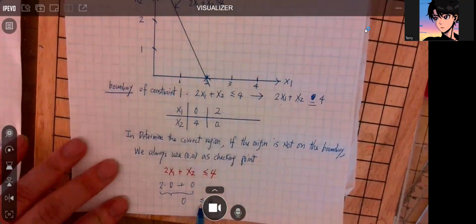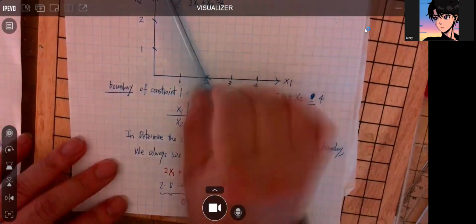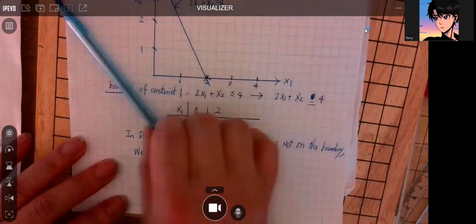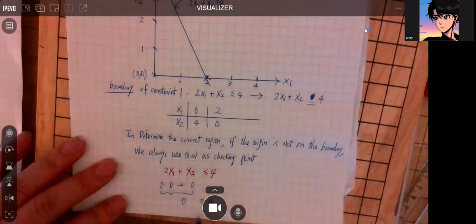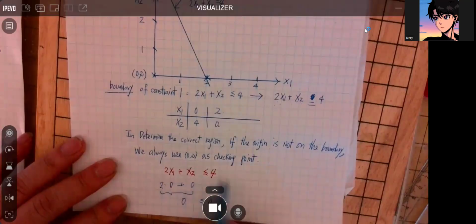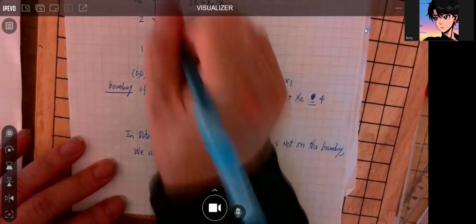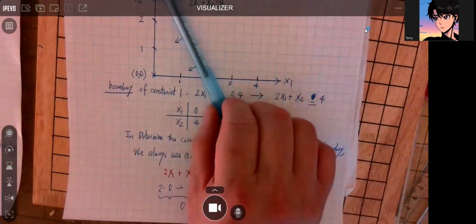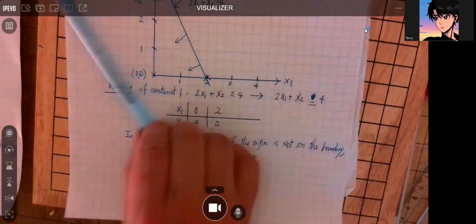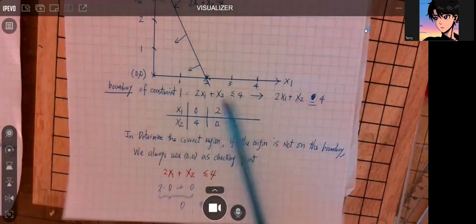Okay? Then everything on the same direction of the line will satisfy the constraint. This is the origin. We put the origin in the region, and we find it satisfies the constraint. So we know everything on the same direction will satisfy that constraint. So from the discussion, the lower left area corresponds to this constraint.